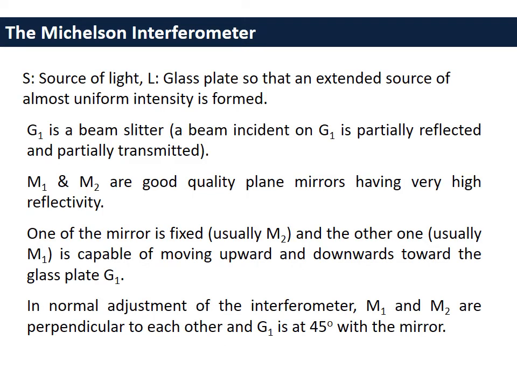The terms used in the figure: S is the source of light, L is the glass plate so that an extended source of almost uniform intensity is formed, and G1 is the beam splitter. The incident beam is partially reflected and partially transmitted to the respective mirrors M1 and M2. One is movable, another one is fixed. Usually M2 is fixed and M1 is movable. In normal adjustment of the interferometer, M1 and M2 are perpendicular to each other and G1 is usually kept at an angle of 45 degrees with the mirror.